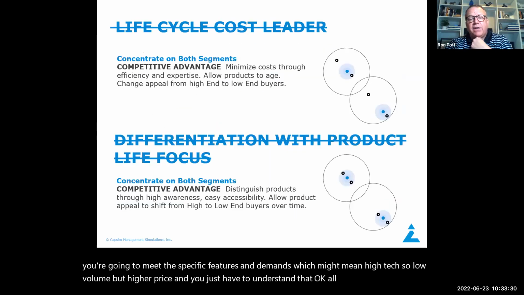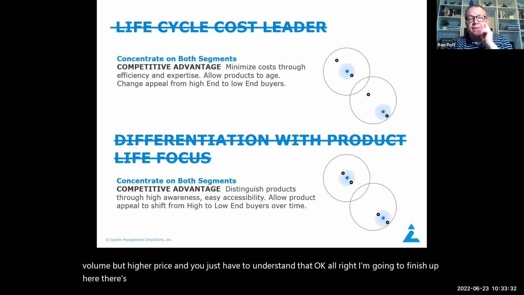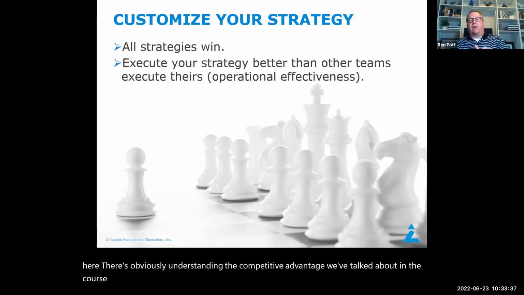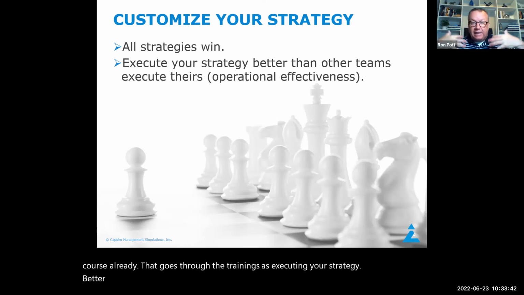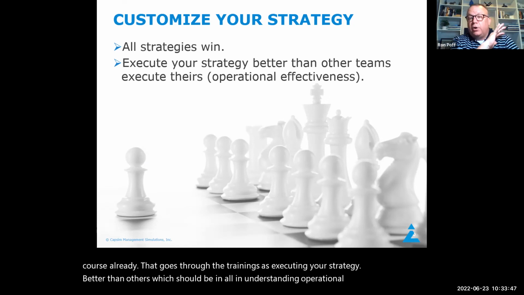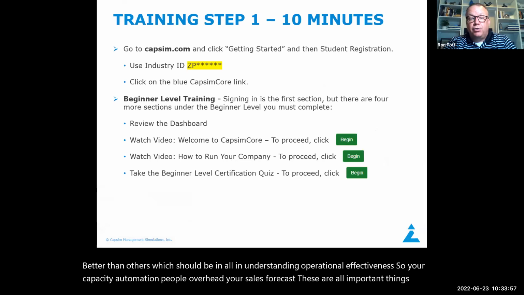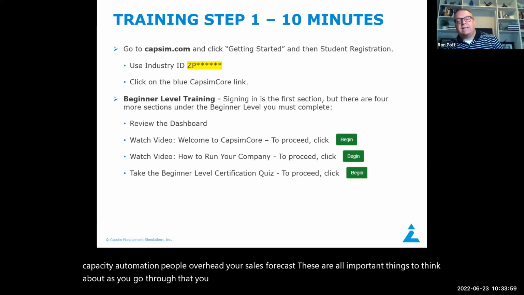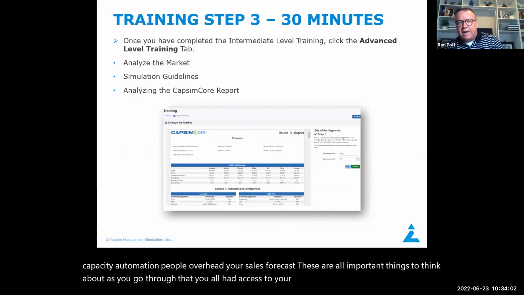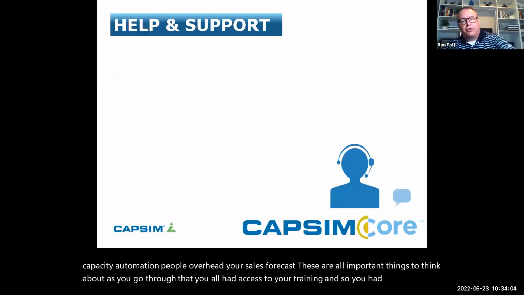All right, I'm going to finish up here. There's obviously understanding the competitive advantage we've talked about in the course already. That goes through the trainings as well. Executing your strategy better than others, which should be an all in, understanding operational effectiveness. So your capacity, automation, people, overhead, your sales forecast. These are all important things to think about as you go through that. You all had access to your training. And so you had about a little over an hour of your training.